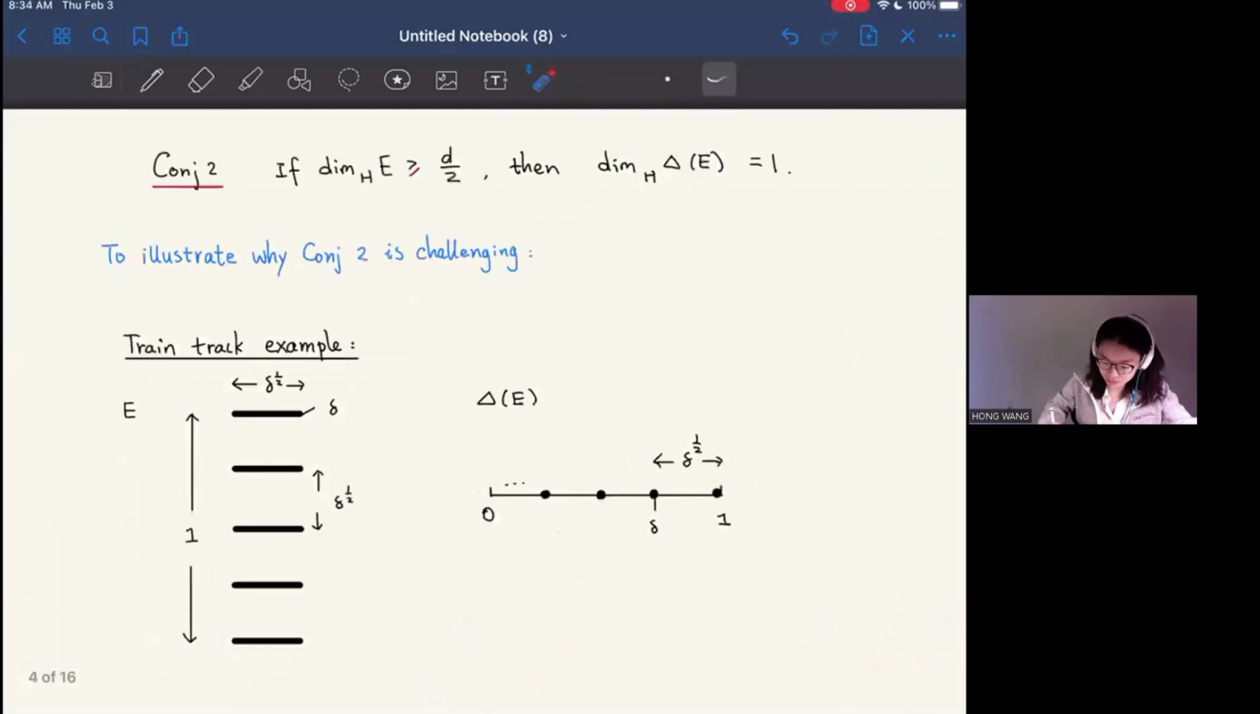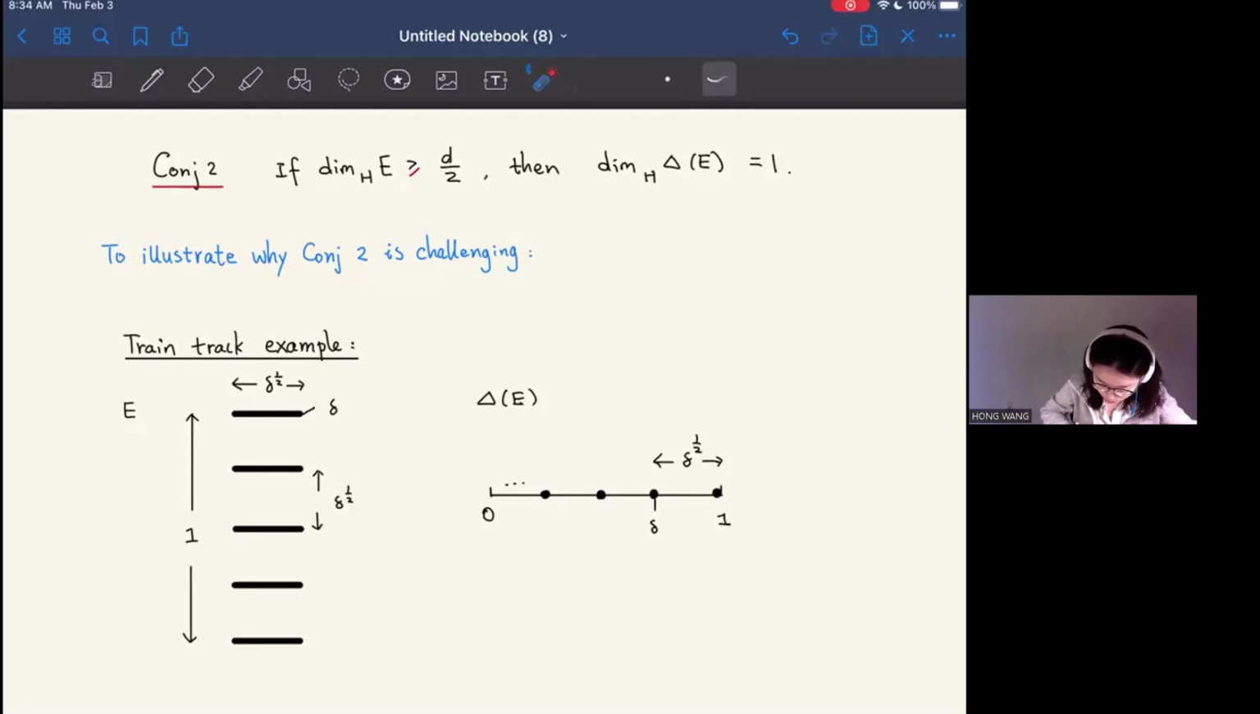But the main conjecture we want to focus on today is the following. If the Hausdorff dimension of E is greater than or equal to d/2, here we allow equality, then the Hausdorff dimension of the distance set is positive. Conjecture 2 is more challenging than the first one, and we study it not because it's more challenging, but because it also has some connection to other areas of mathematics.